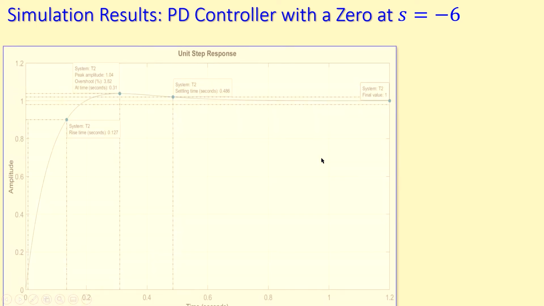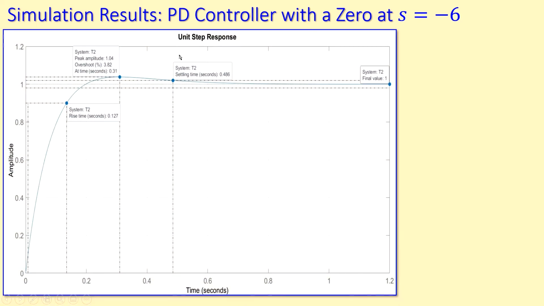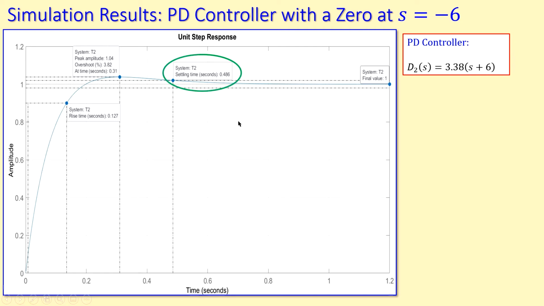Now let's look at a different situation. Let's place the 0 at -6, so a little bit closer to the vertical axis. I have now this step response. You will see again the controller, because this is -6. That means I have now this expression for our PD controller. You see that the settling time is now approximately again 0.5 seconds.